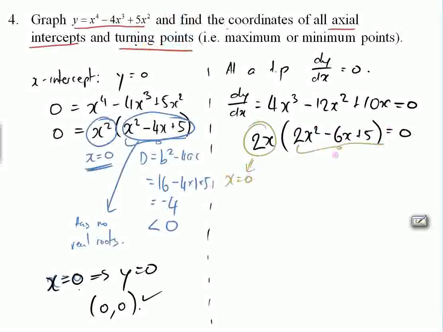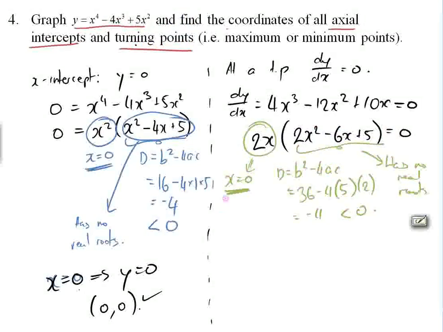Again, we test the discriminant. What do we find? b squared take 4ac, which is our discriminant, is equal to 36, take away 4 by 5 by 2. So this is actually 40. So it's negative 4, which is less than 0. Therefore, this one has no real roots, and in particular will never equal 0. So our only turning point is when x equals 0, and we know already when x equals 0, y equals 0, so we've got the point (0, 0).